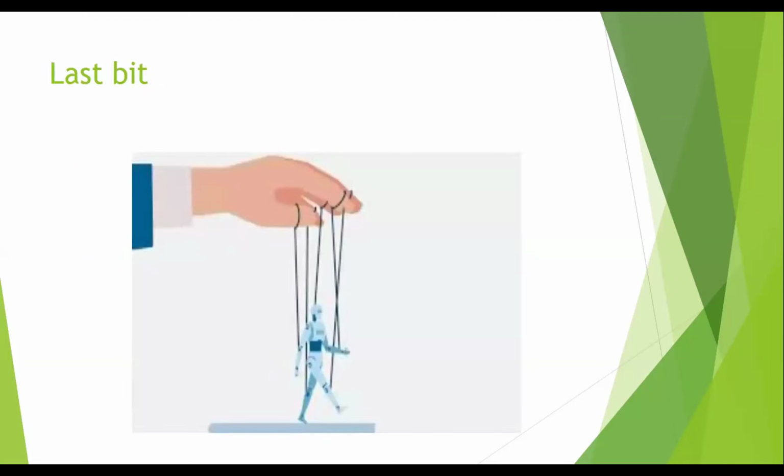Now, instead of putting a lengthy summary, I just thought of putting this particular picture from Times of India, where a hand controlling a robot is given. You can see that there are certain threads through which this machine or robot is being controlled, but it should not be the other way around, that is, the machine or robot controlling us.